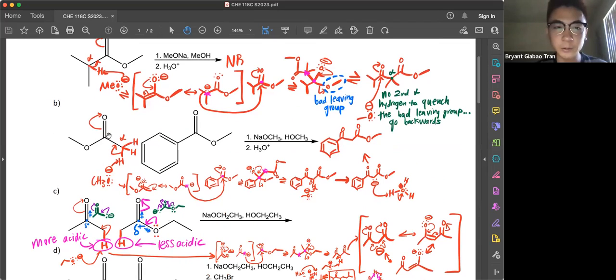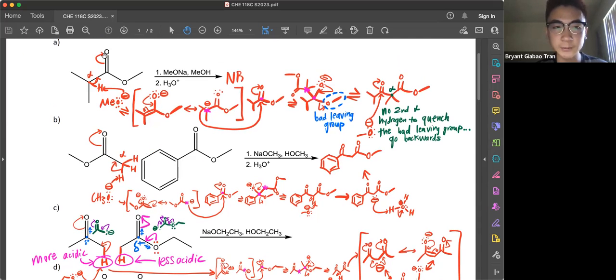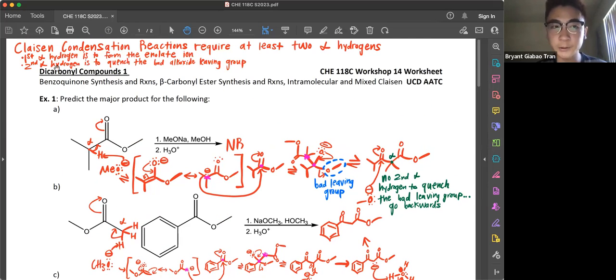Now let's go over part B. Now we see we have 2 carbonyls. This compound here has no alpha hydrogens because this carbon here already has 4 bonds, 1, 2, 3, 4. This is not an alpha hydrogen because that's an oxygen right there. So we see in the other compound, we have 3 alpha hydrogens, which accounts for the at least 2 alpha hydrogens to proceed with the Claisen condensation reaction.